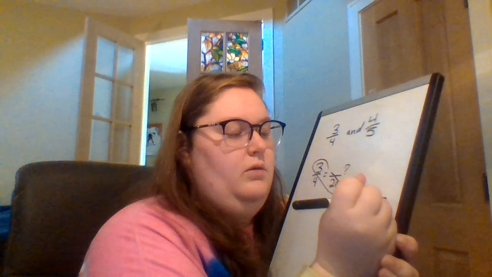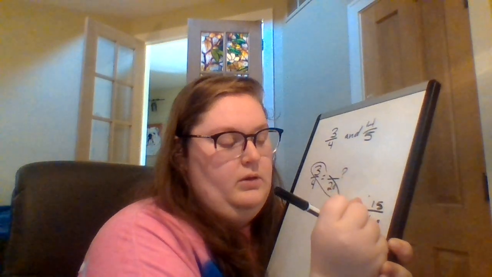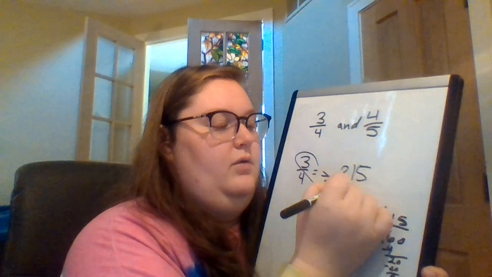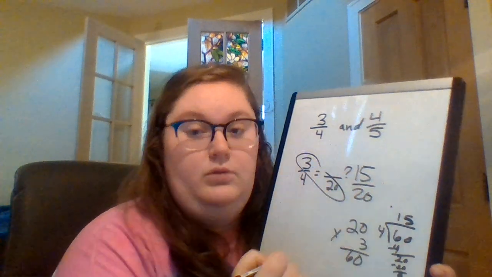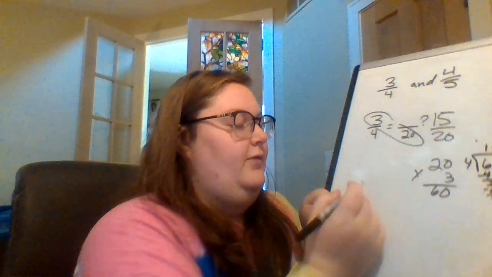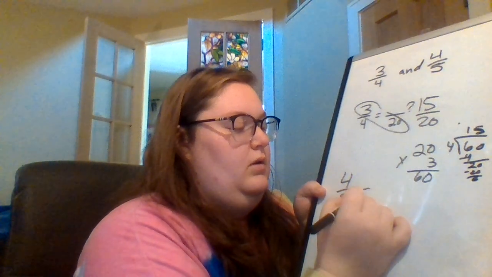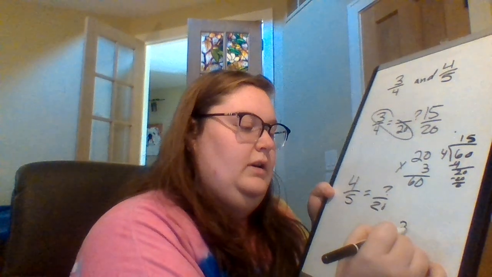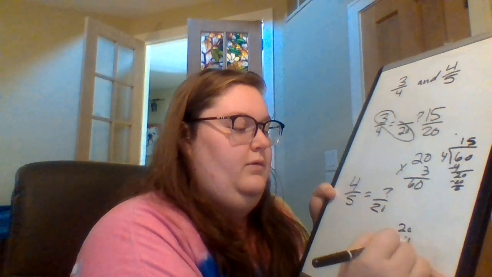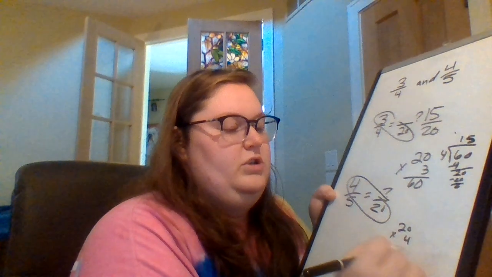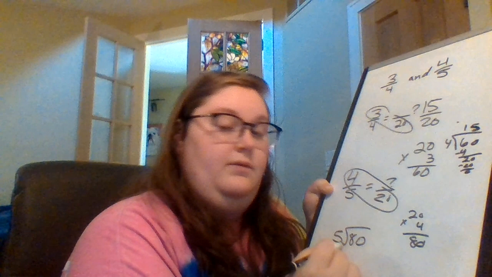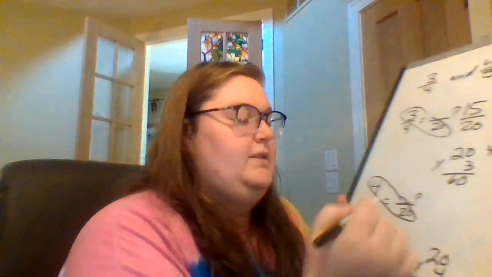Okay, so then I get 15 over 20 is my new fraction. So now I need to do 4/5 equals what over 20? So then I have 20 times 4, which is 80. And then 80 divided by 5, which is 16.